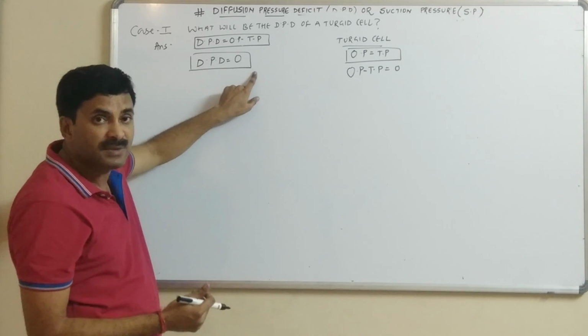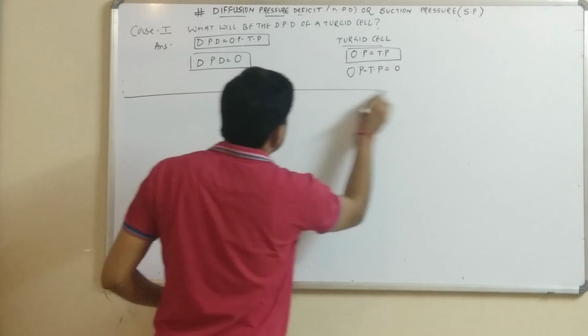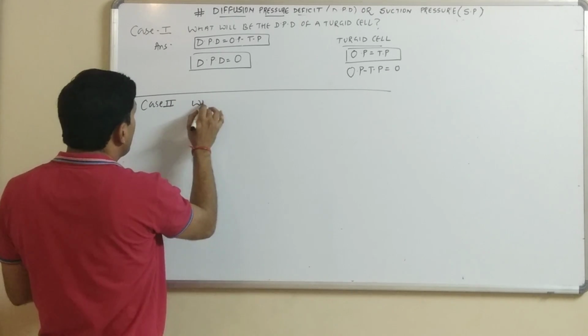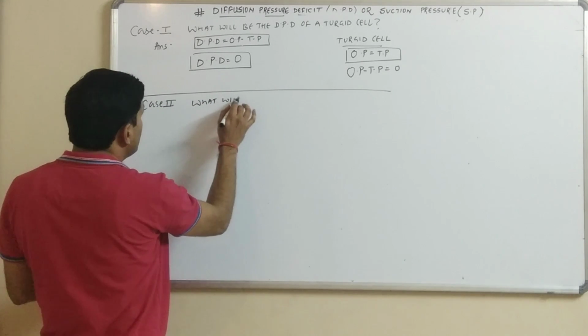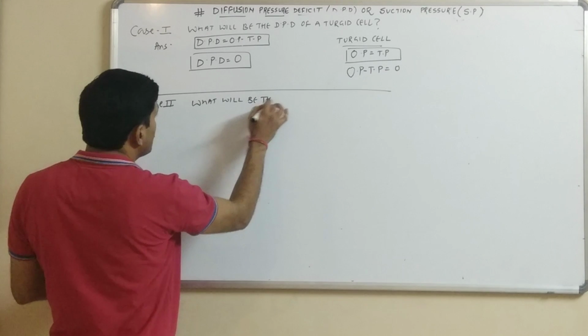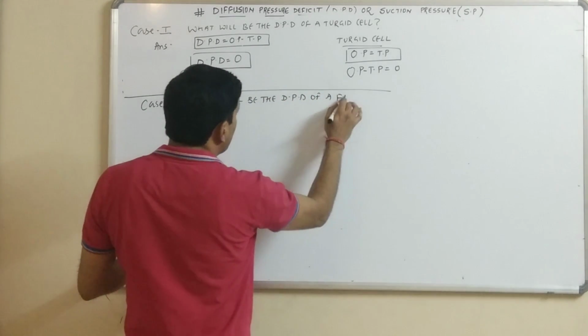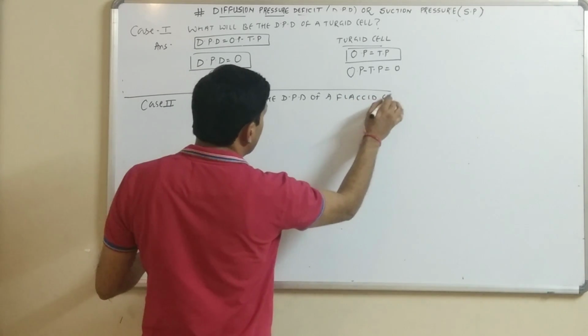It is equal to 0. Now coming to the case number 2. This is the case number 2. Now in case number 2, what will be the DPD of a flaccid cell?